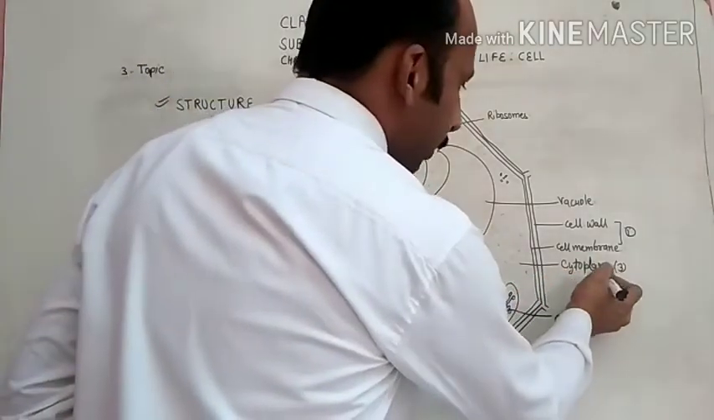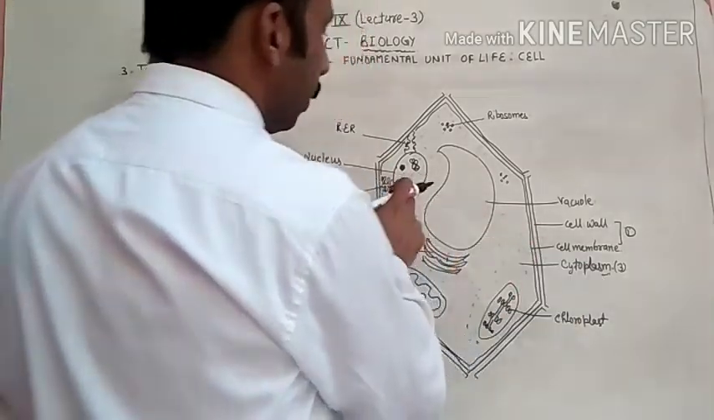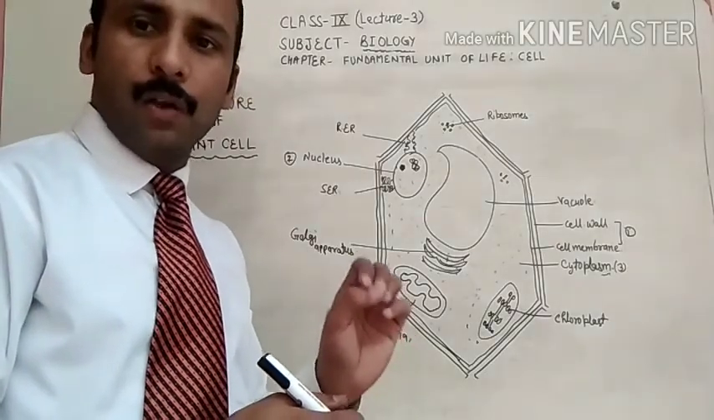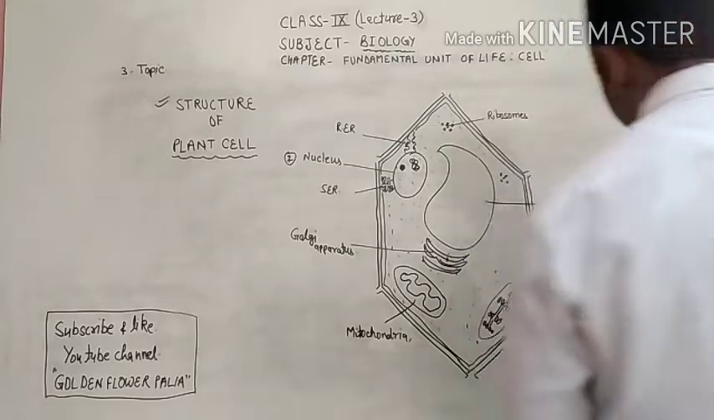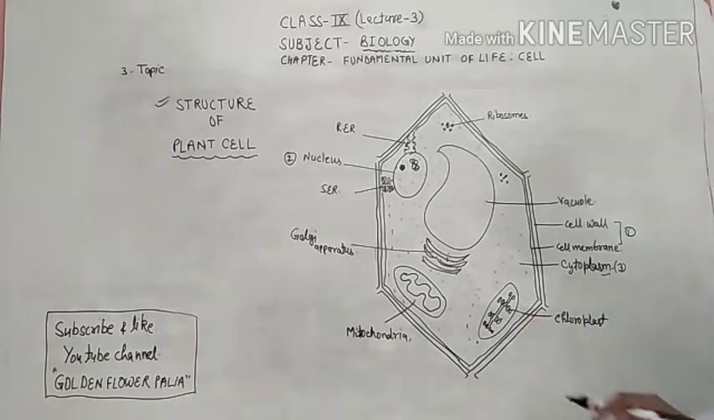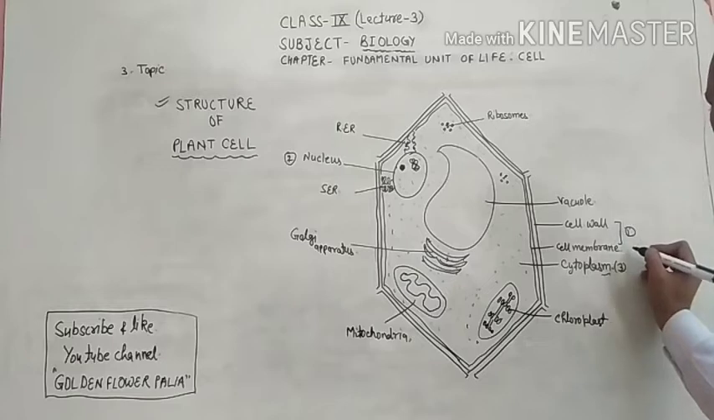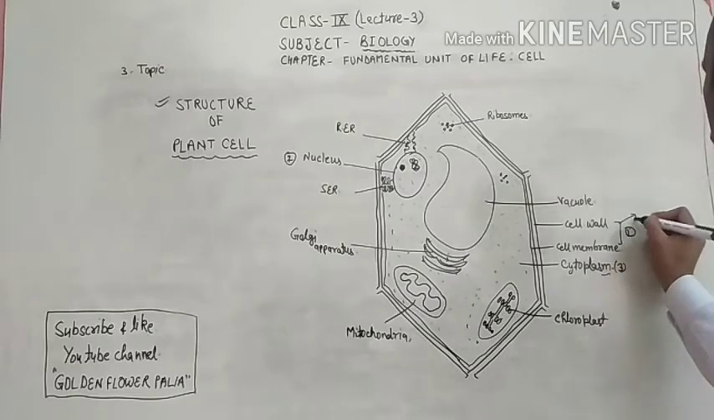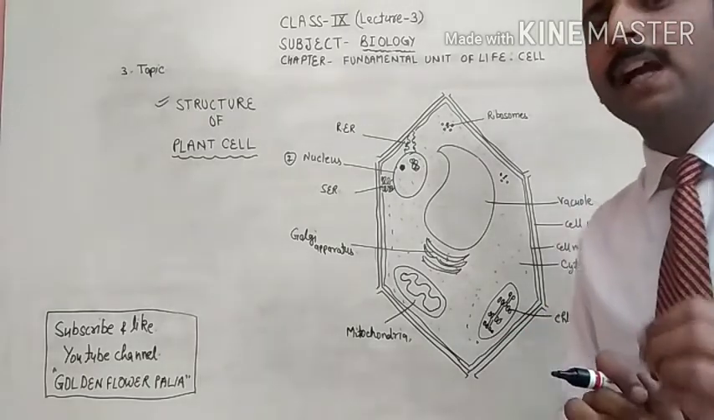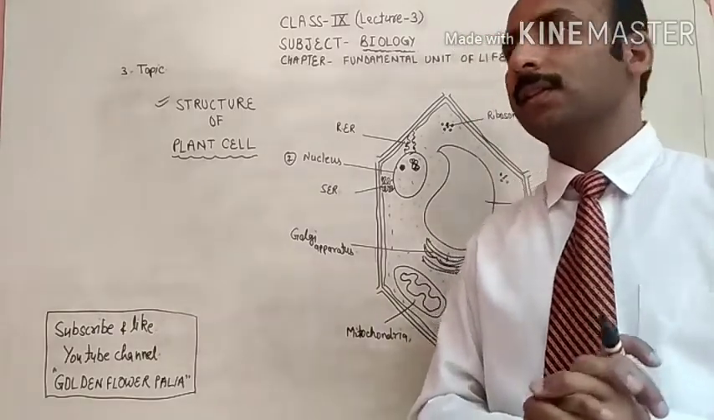And inside the cytoplasm, whatever things you are observing inside the cell except the nucleus, these all are called the cell organelles. So let's begin. This is the cell wall. It is the outer covering of the plant cell. The outer covering of the plant cell is called the cell wall, and the cell wall is made up of cellulose. What is cellulose? Cellulose is a type of carbohydrate, a complex carbohydrate. We will study it in the senior classes.